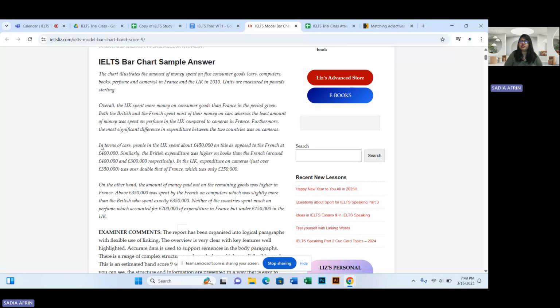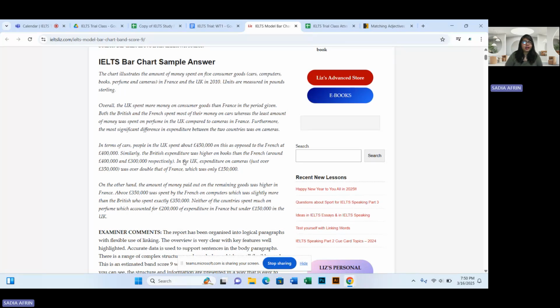See, they just use different sentence structures, like "in terms of cost." It's a good way to write a sentence. Okay, you'll get good marks for this. People in the UK spent about £450,000 on this as opposed to the French. "As opposed to the French" is a transitional phrase. So if you use phrases like this, you'll get good marks. And remember, this is a sample answer of band 9 score. The student who wrote this got a score of band 9 out of 9 in writing task 1, which is why this is a good sample answer you should follow.